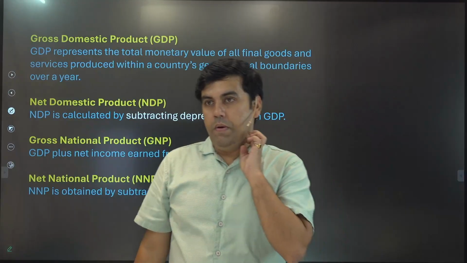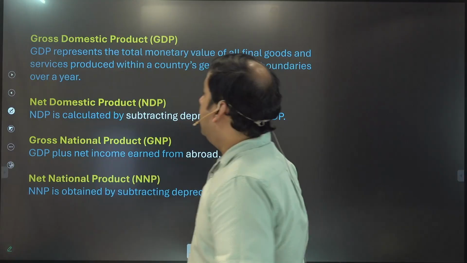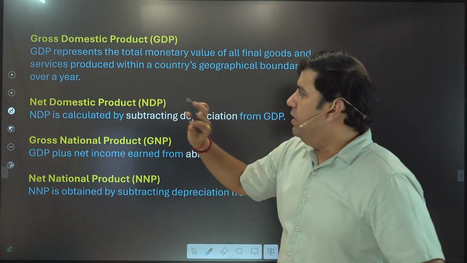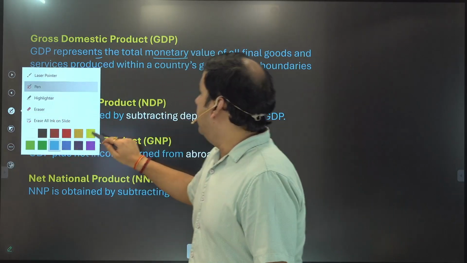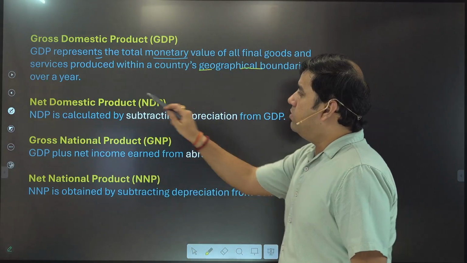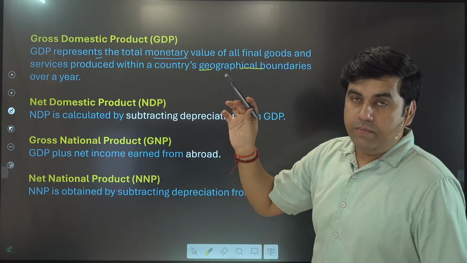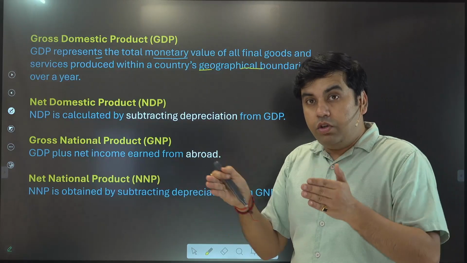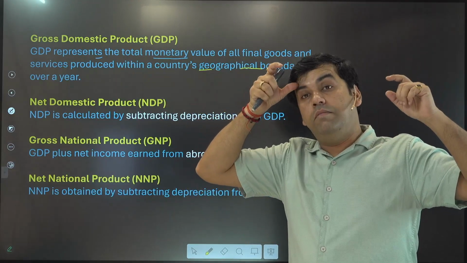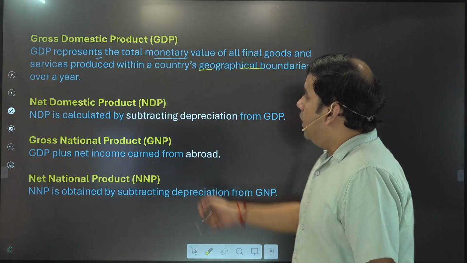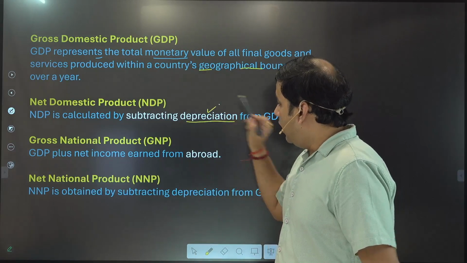Now, let's get deeper into points. Domestic GDP, I am not going to repeat it. It represents the total monetary value of the final goods and services produced within a year within a country's geographical boundaries. Now, geographical boundaries, I have already discussed what they are. There are things within the geographical boundaries, plus embassies, military bases and all those things which are also considered as part of economic territory. Now, how to convert GDP into NDP? Subtract depreciation. The question is why?